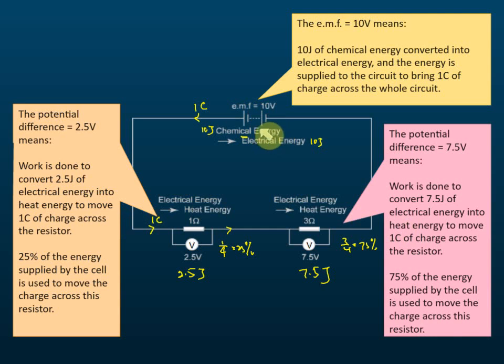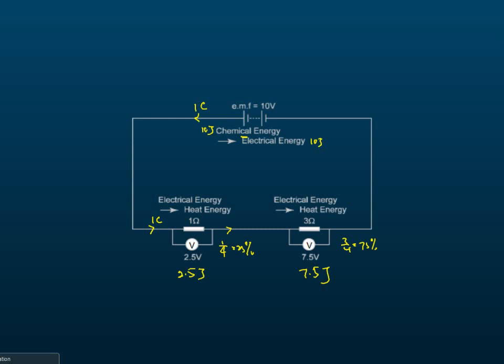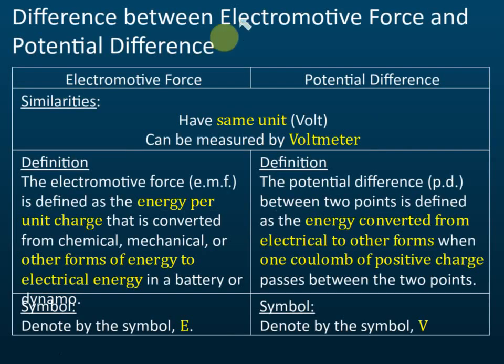EMF is how much energy you give to the circuit to move the charge, for the whole circuit, and it converts from chemical energy or other forms of energy to electrical energy. Potential difference is just from one point to another point: how much energy or how much work is done to move the charge from one point to another point. That's the difference between EMF and potential difference. Let's go back to the differences between electromotive force and potential difference.